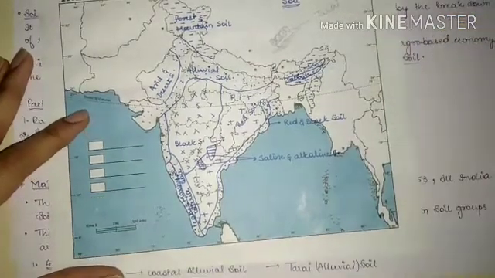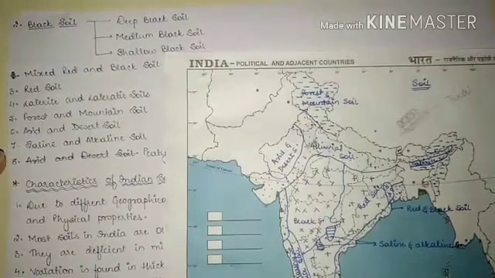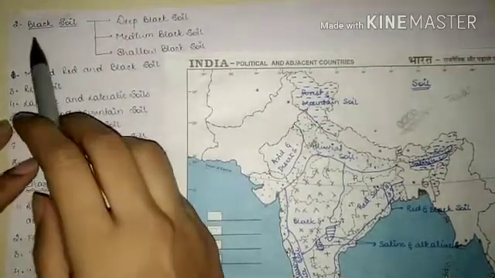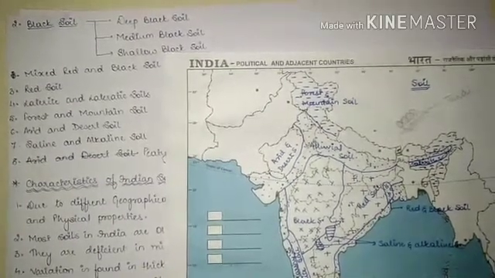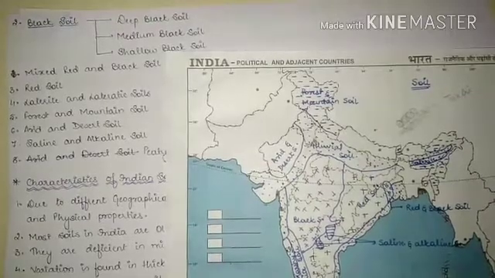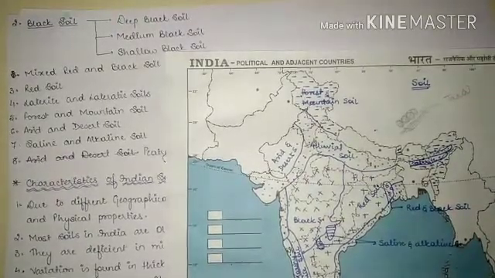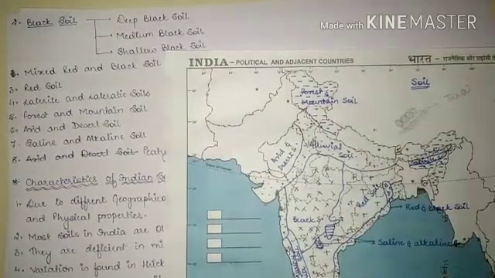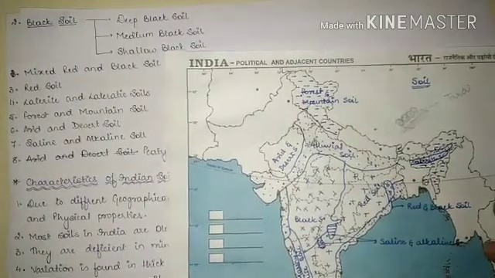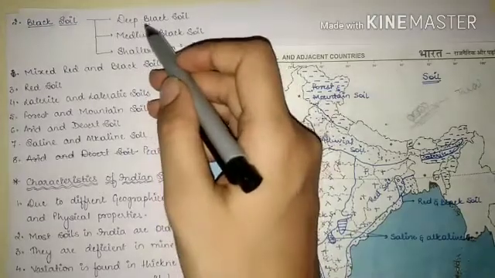Okay, the next, after alluvial soil we have black soil. Black soil is also known as Regur soil. Black soil is very good for the growth of cotton. Black soil covers 16.6% of the total geographical area of the country, and this stretches over 5.46 lakh square kilometers.